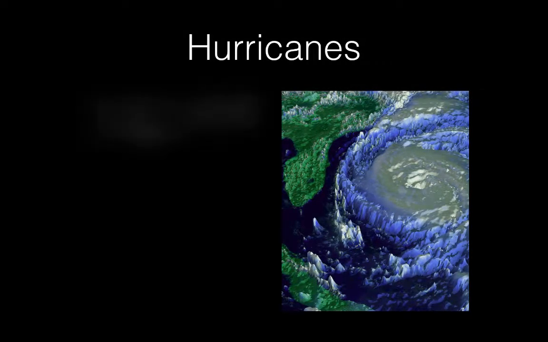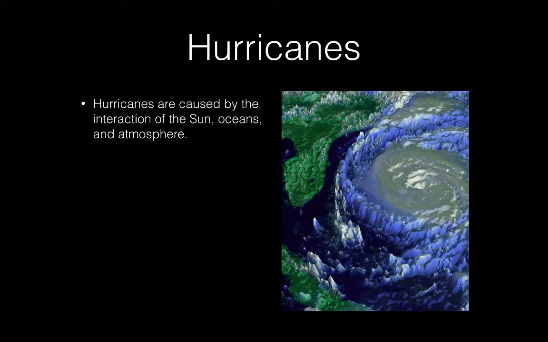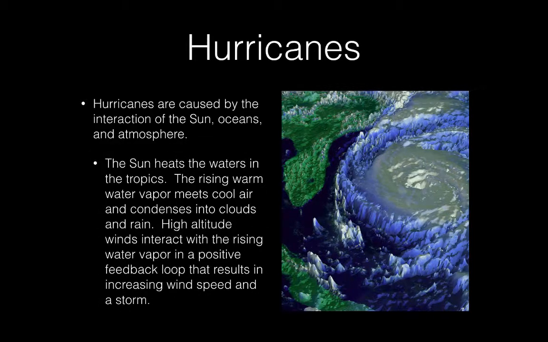Hurricanes. Hurricanes are caused by the interaction of the sun, oceans, and atmosphere. The sun heats the waters in the tropics. The rising warm water vapor meets cool air and condenses into clouds and rain. High-altitude winds interact with the rising water vapor in a positive feedback loop that results in increasing wind speed and a storm. A positive feedback loop is when one thing increases something else, which in turn increases the first thing.